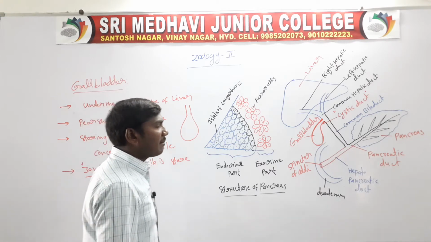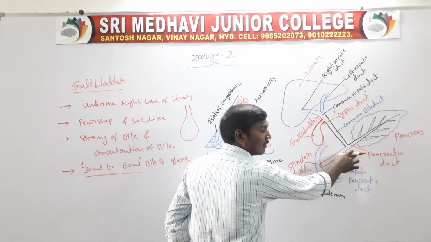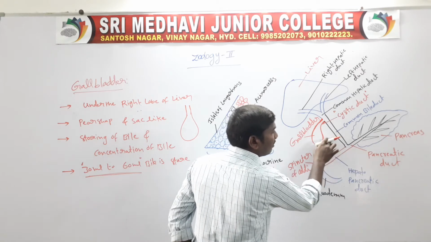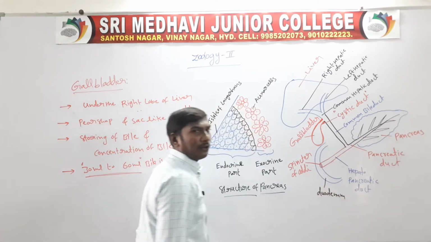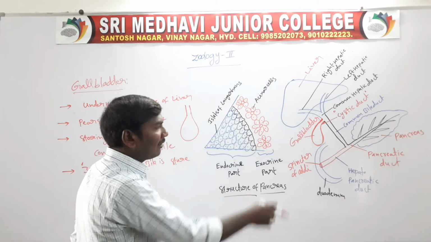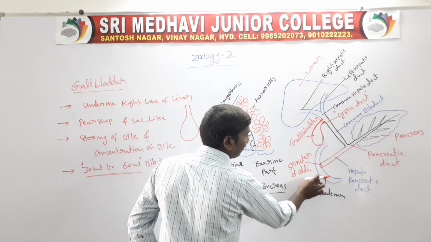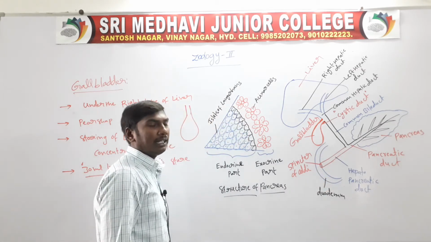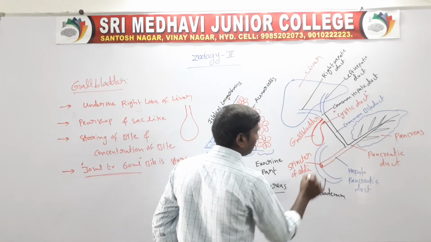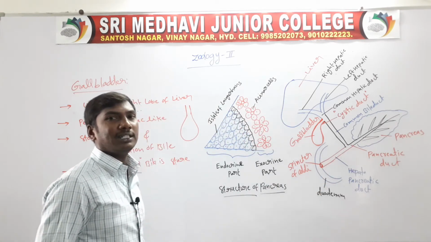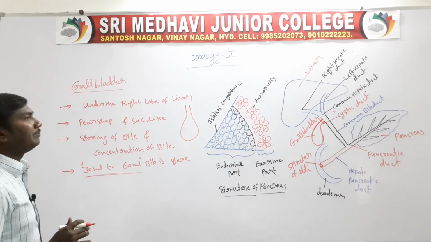Next one, the common bile duct connects with the pancreatic duct. The common bile duct and the pancreatic duct combine to form the hepatopancreatic duct. The hepatopancreatic duct opens into the duodenum. In this region there is a sphincter, called the sphincter of Oddi.